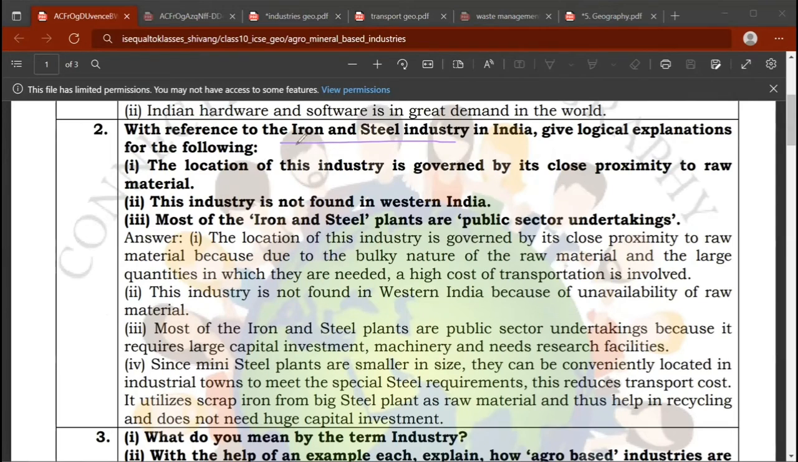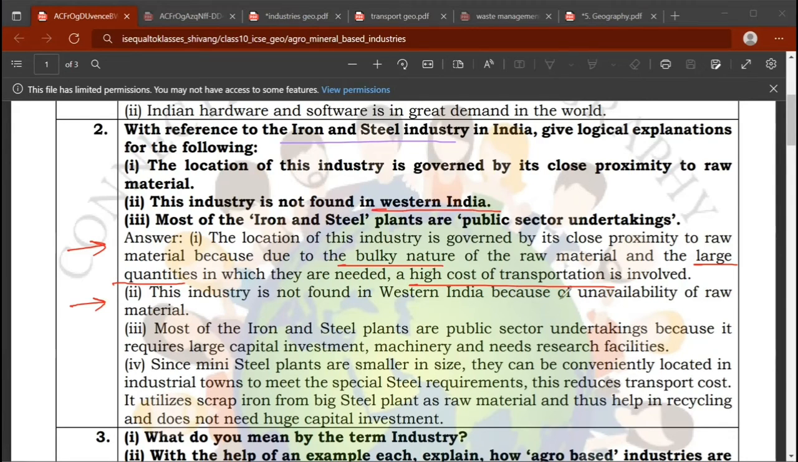The location of this industry is governed by its close proximity to raw material. So the answer is the location of this industry is governed by its close proximity to raw material because due to the bulky nature of the raw material and the large quantities in which they are needed, a high cost of transportation is involved. Therefore, it is preferable for the location of the industry to be as close to the raw material source as possible to reduce the cost of transportation.